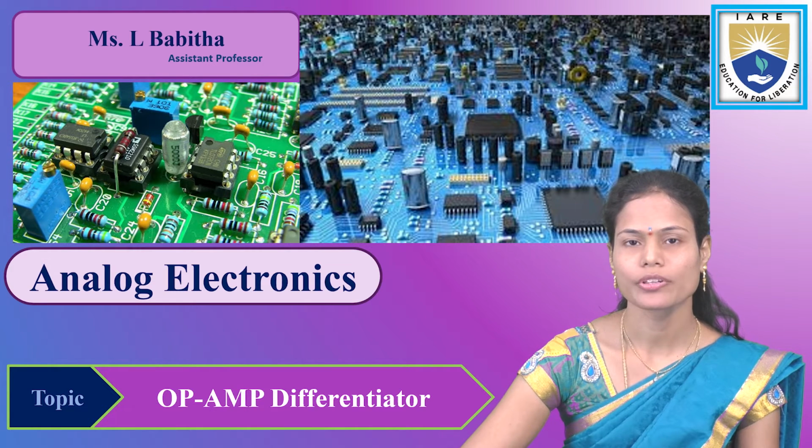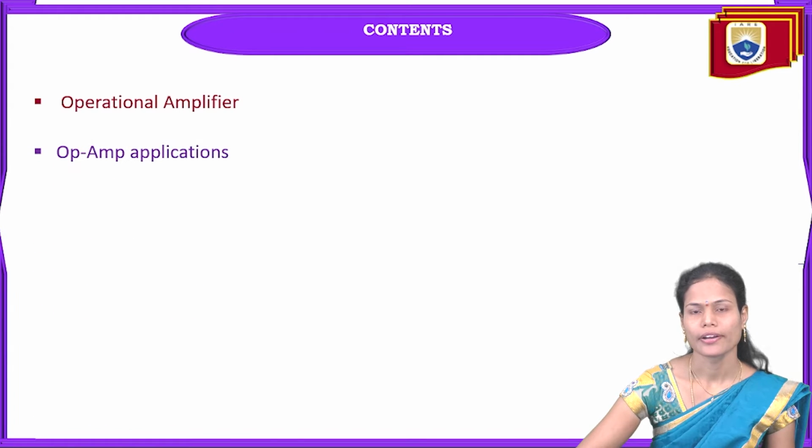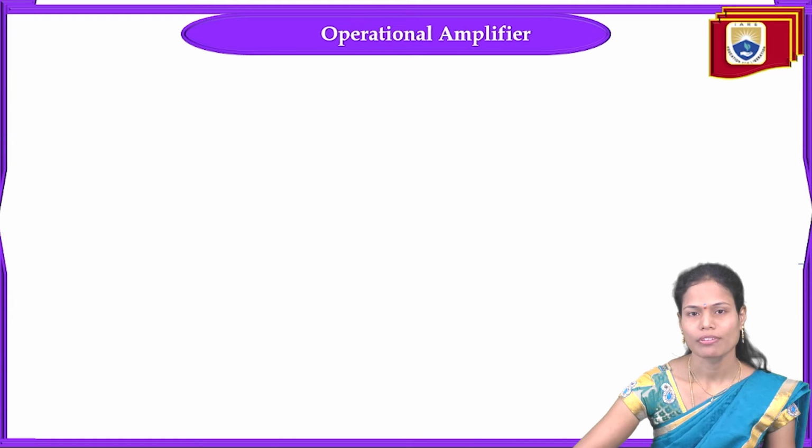In this session, I'm going to explain about ideal as well as practical differentiators of operational amplifier. Regarding the contents, I'll revise what is meant by operational amplifier and what the different applications of the operational amplifier are. One of the applications is the differentiator and also the practical differentiator. In order to overcome the problems of the ideal differentiator, we are moving to the practical differentiator. Before going to the applications, first of all, I wanted to revise once about the operational amplifier.